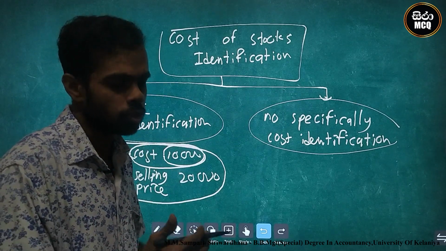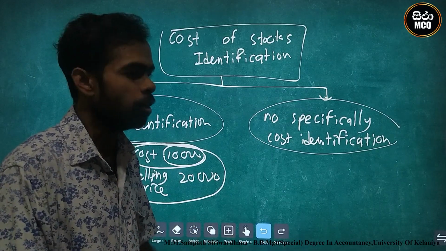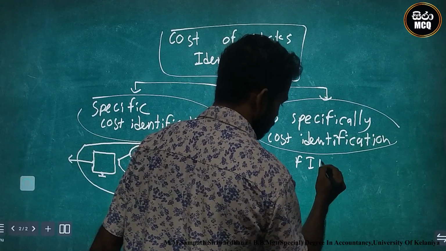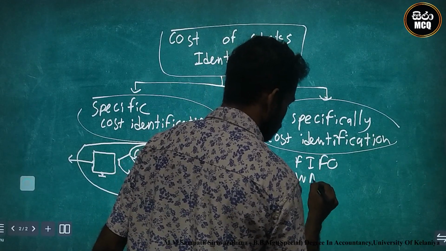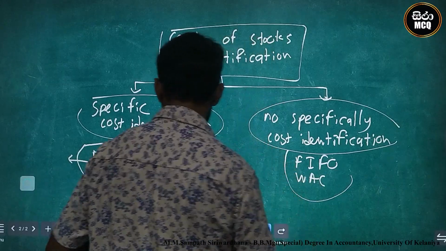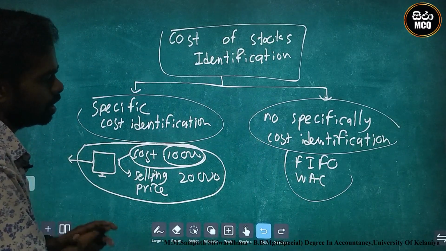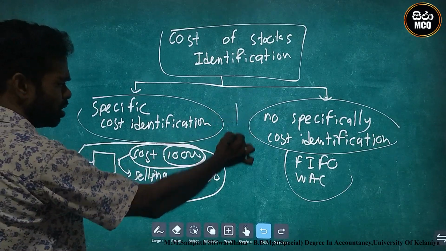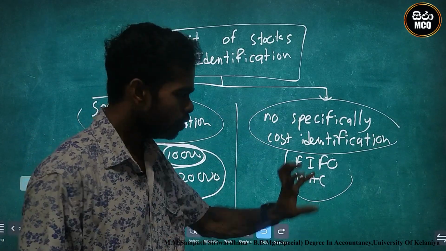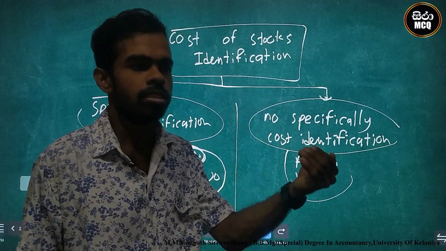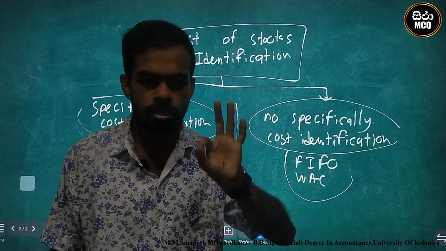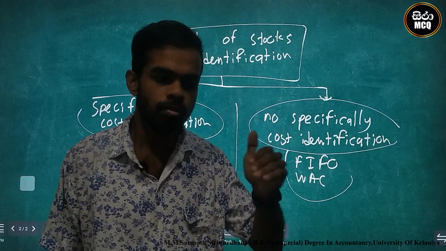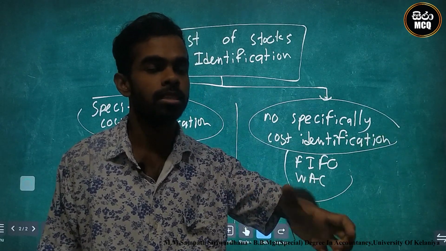Cost formulas are assumptions. FIFO and WACC. If we cannot use specific identification, we use FIFO and WACC. FIFO, first in first out, is an assumption. The first purchased units must be sold first. This is the assumption.